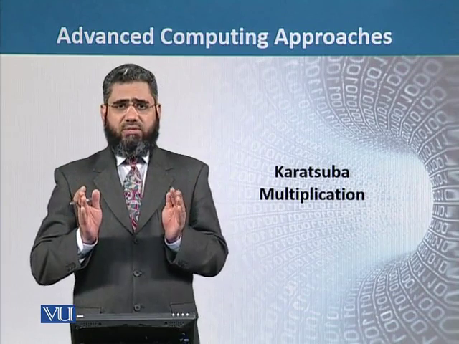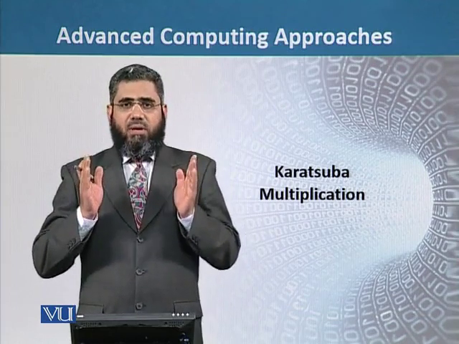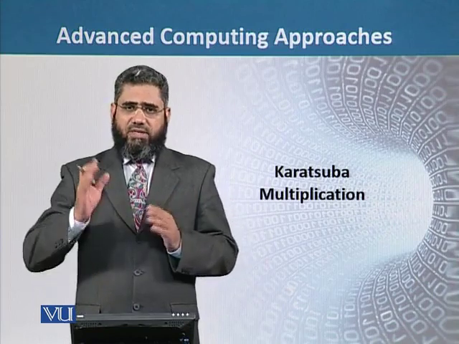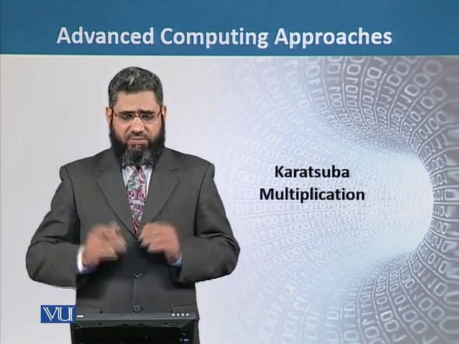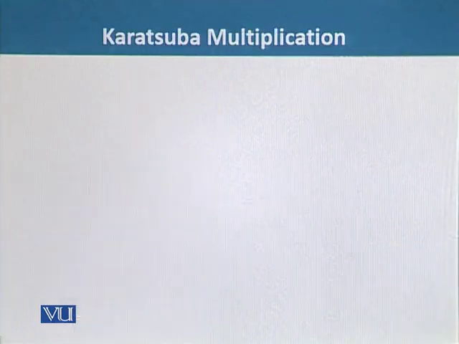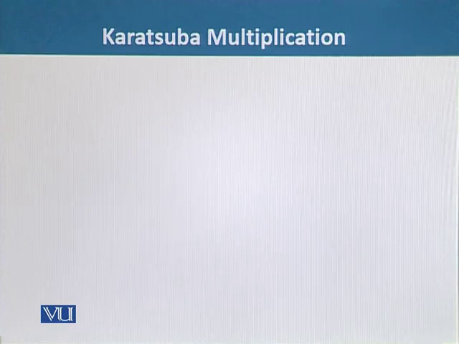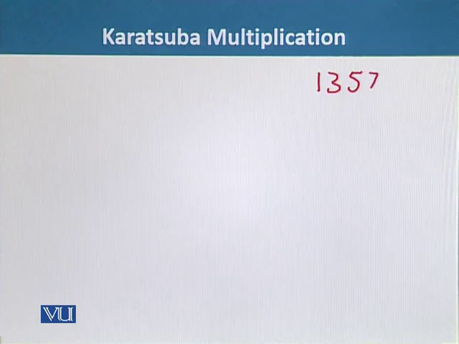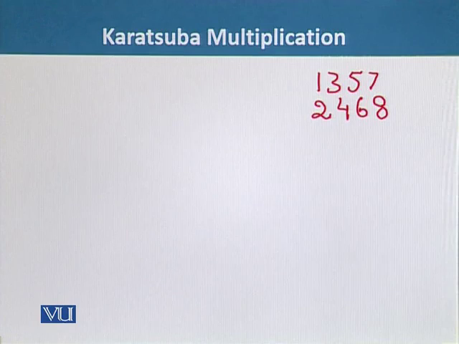One very interesting algorithm is called Karatsuba multiplication. We will see how we calculate with the same two numbers we used in the previous slide: 1357, which we multiplied with 2468. The first one is our x value, the x input, and the second is y.